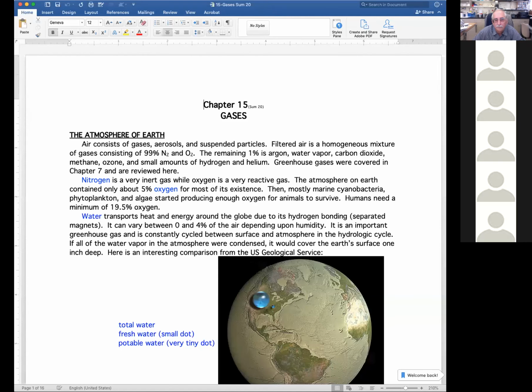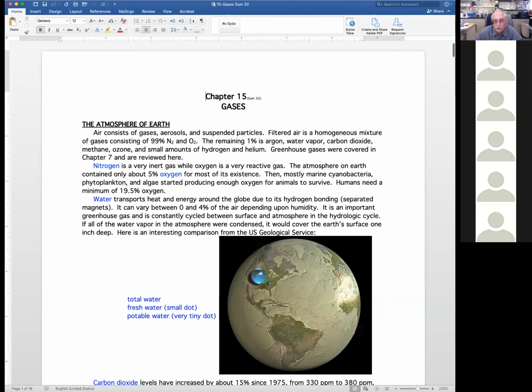So chapter 15 sets a logical transformation here. Anyway, here's a little bit of information about atmosphere on planet Earth. Some of you are from planet Earth. Some of you might be just visiting, I don't know.